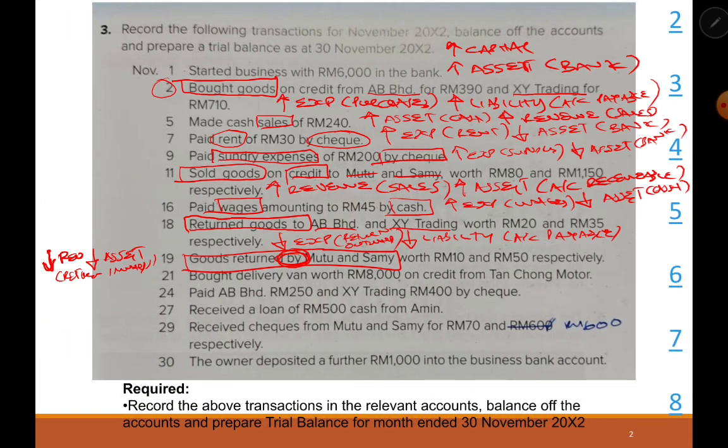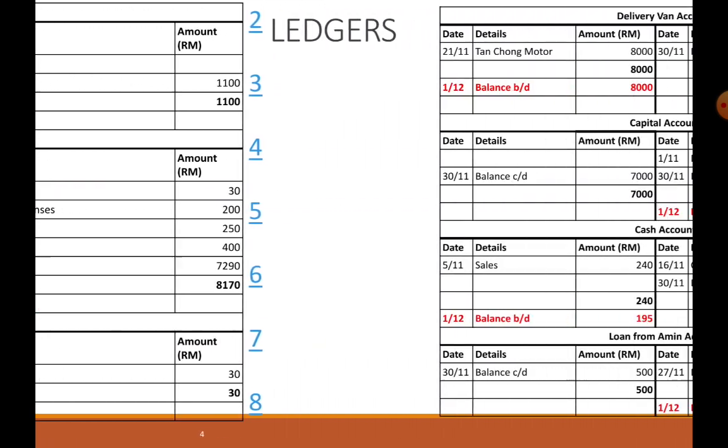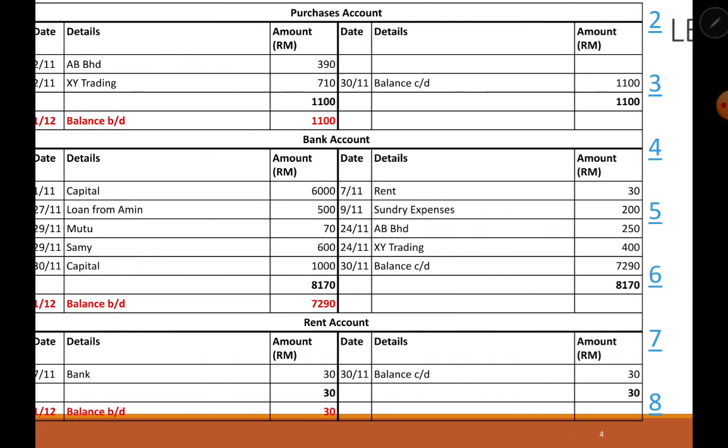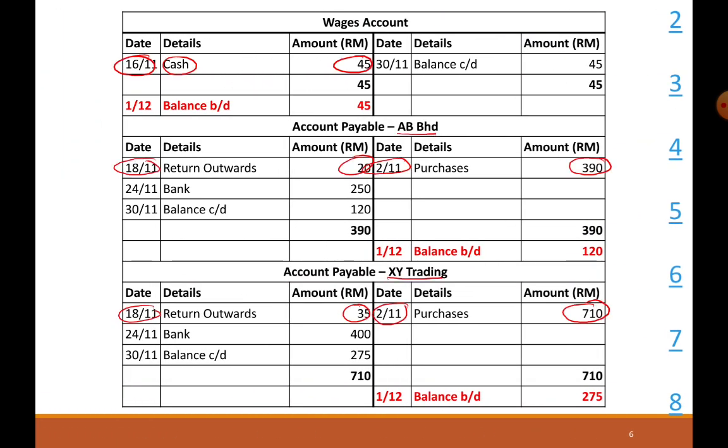Okay, next, bought delivery van on credit. This one is increase in asset, delivery van. On credit, increase liability, increase in account payable. Okay, debit delivery van, credit Tanjung Motor. Here, debit delivery van 8,000 ringgit, credit Tanjung Motor.